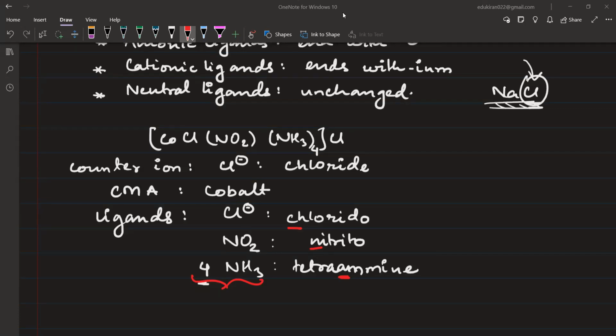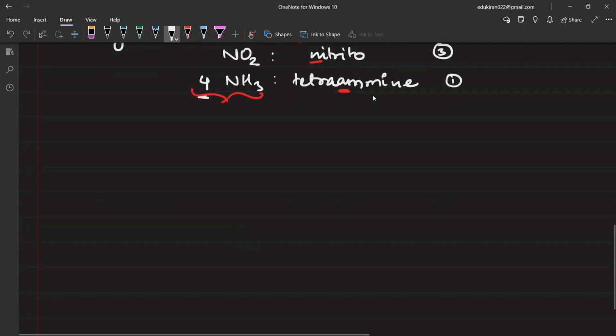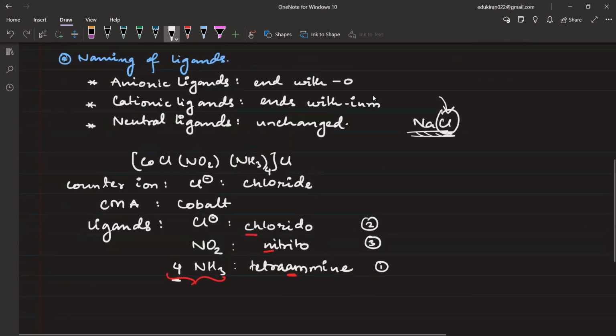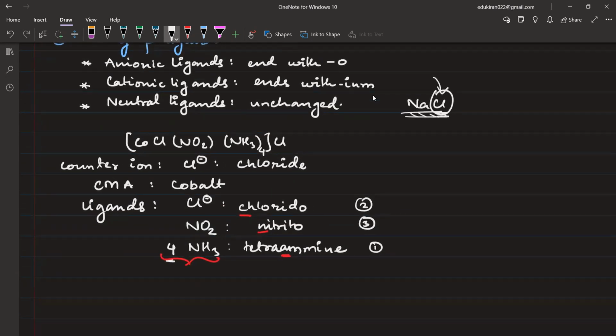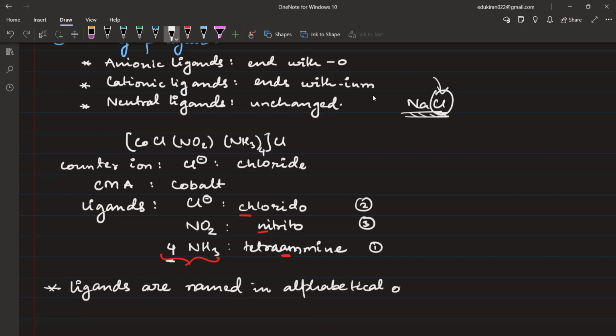So if I am talking about the ligands, you will write in alphabetical order, and in alphabetical order, you will first of all write tetraammine. After that, you are going to write chlorido, and after that, you are going to write nitrito. Is that clear? Yes or no? Please tell me, guys. Yes, sir. Okay. ठीक है. Right, next. अच्छा, इसको लिखिएगा. If you have not written, please write this: ligands are named in alphabetical order.